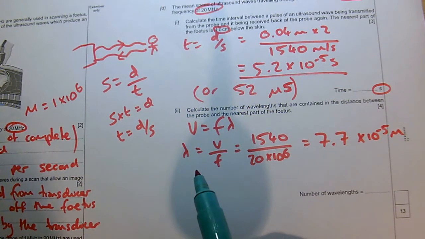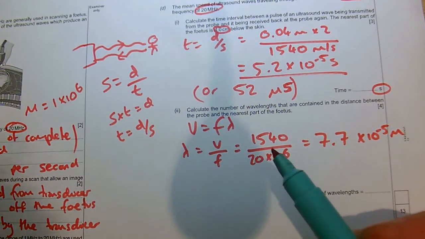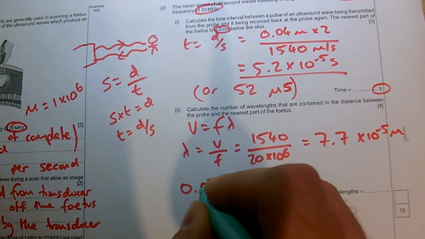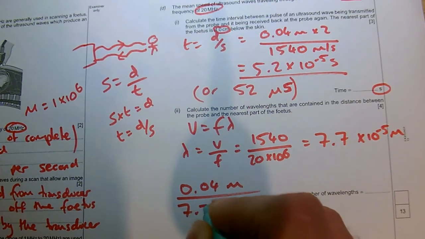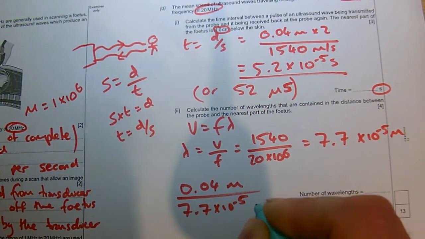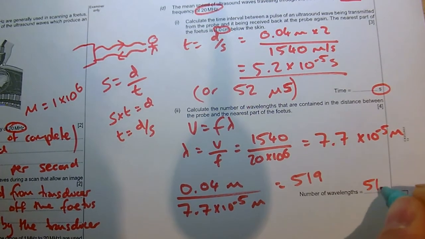And we want to figure out how many we can fit in 0.04 meters. So 0.04 meters divided by our wavelength, 7.7 times 10 to the minus 5 meters, gives us 519 wavelengths.